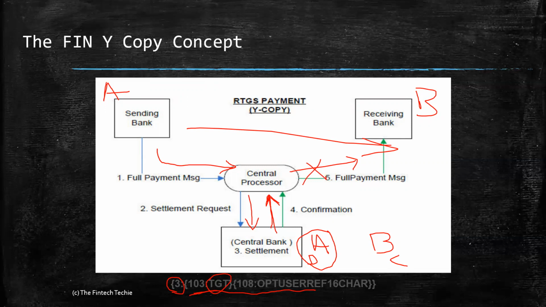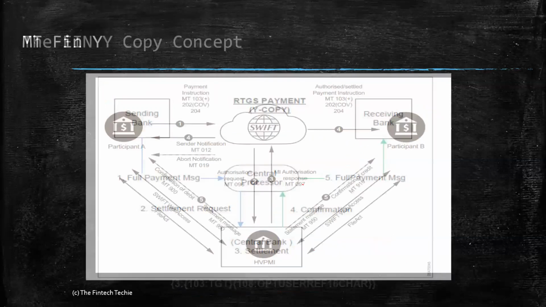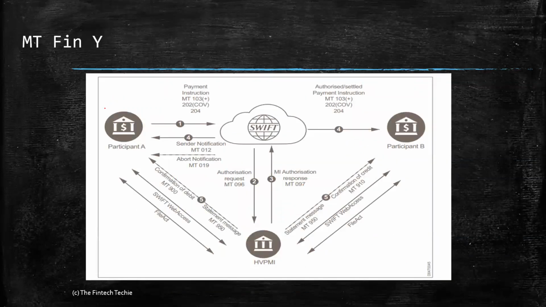Let's take an example with actual message formats. In a closed user group, participant A wants to send funds to participant B. It could be a customer transfer or a bank transfer. In the first step, an MT103 is sent to SWIFT. SWIFT Alliance sees that block 3 in the 103 header has a service identifier, which depends on the national RTGS system. In TARGET2, the identifier is TGT, as we saw on the last slide. SWIFT then sends a copy known as an MT096 to the central bank.